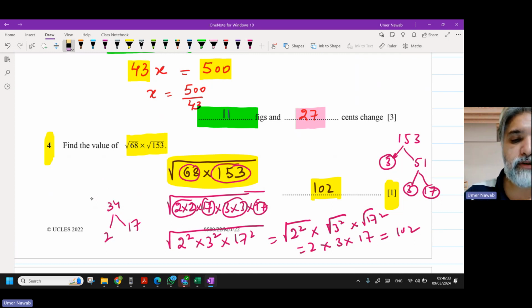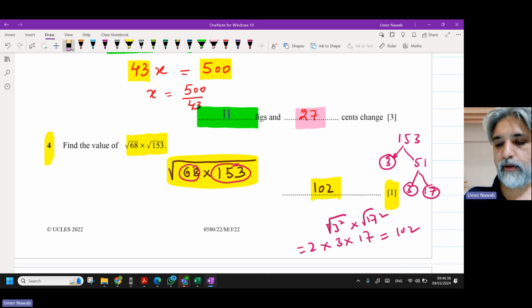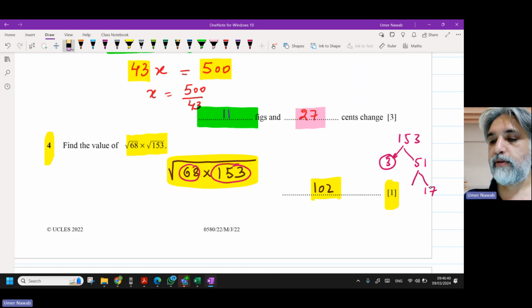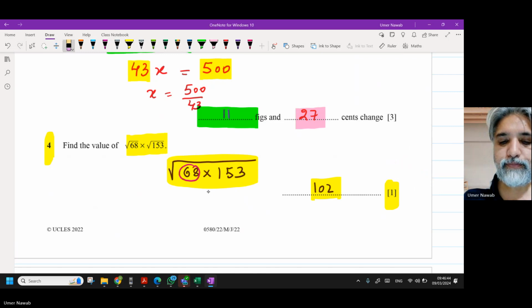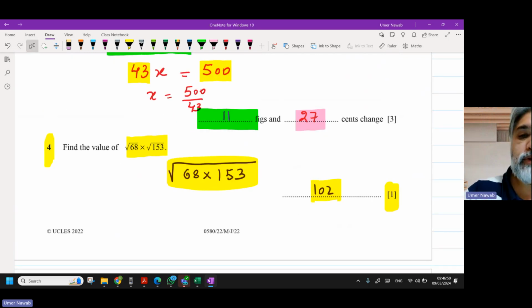Next year, when the students will not have a calculator, they should solve these types of questions by showing all these steps. So look at this, guys. This is so easy for you because a calculator is allowed. So the fourth question is on numbers.